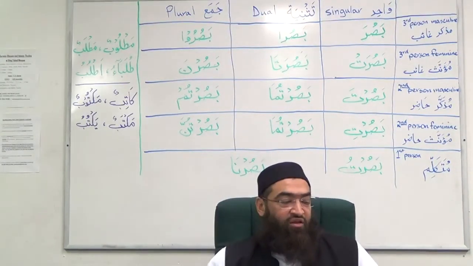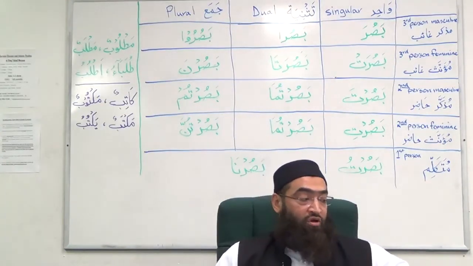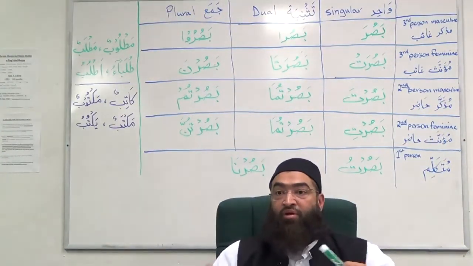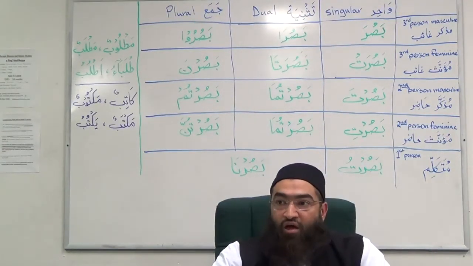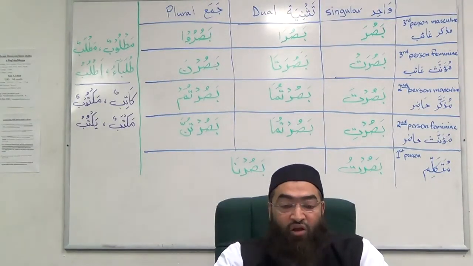In the same manner, maktubun, maktab. Maktubun means something that is written. Maktab means office. Maktab also means something to write on, like a desk.